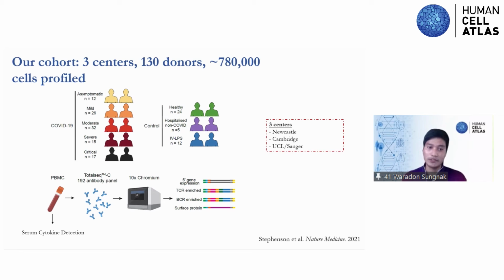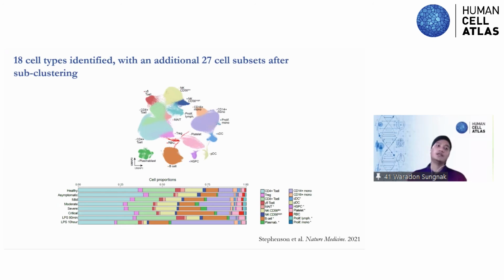And we collected the PBMC, and then we subjected the samples to 5' gene expression profiling, as well as TCR and BCR enrichment, as well as detecting the surface protein expression with an antibody panel composed of 190 antibodies. So we identified 18 cell types from the initial clustering, with an additional 27 cell subsets after subclustering. And I'm going to show you some of the key highlights from this study.